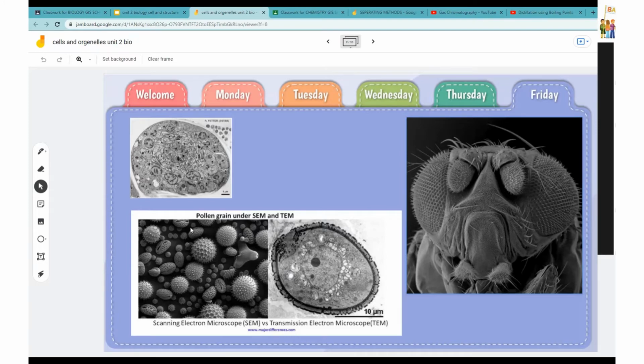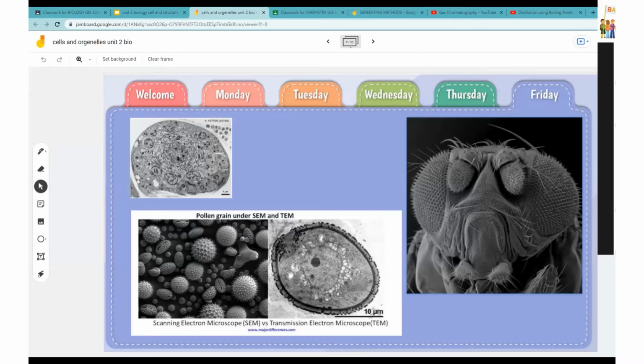Okay, pollen grain. This is the outer picture taken from the scanning electron microscope. Scanning can only scan the outer surfaces, the outer boundaries, and give you a picture, but scanning cannot give you a detailed picture. Okay, the transmission electron microscope gives you the detailed picture. Okay, any questions so far?